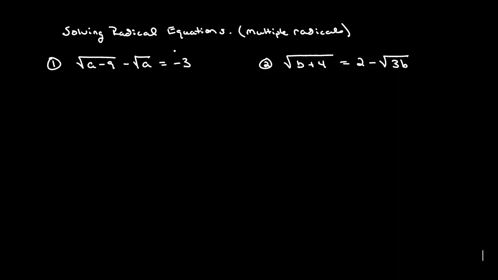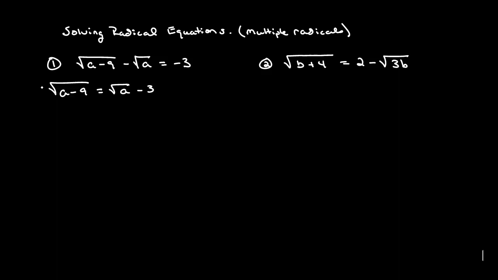by itself. So, for example, in problem number 1 here, I'm going to get the square root of a, this guy right here, on the other side. So what I'm going to have is this. I'm going to have the square root of a minus 9 is equal to the square root of a minus 3. Now I'm going to square both sides.